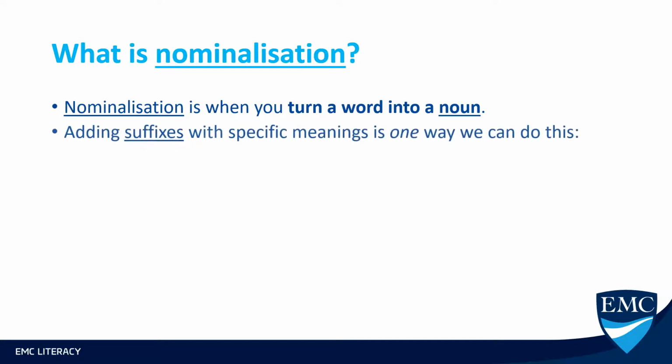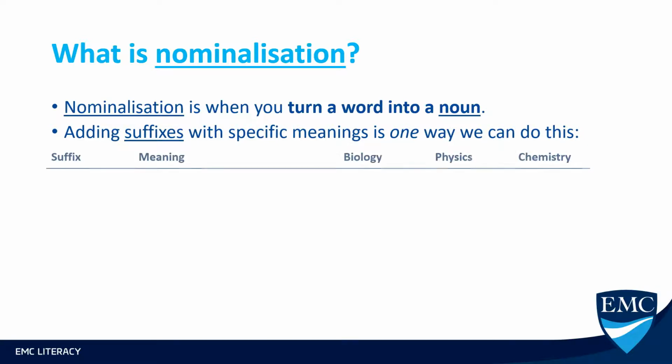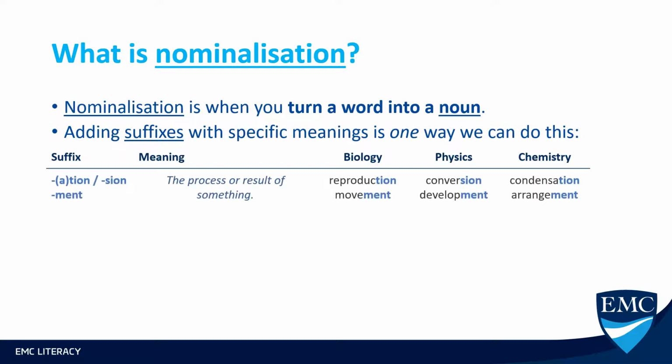Now there's a few ways that we can nominalise, but adding suffixes with specific meanings is one of the main ways we do this, and we use it a lot in science. So let's have a look at some of the different suffixes, what they mean, and some words we might encounter in different areas of science.